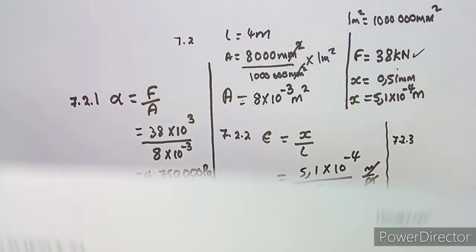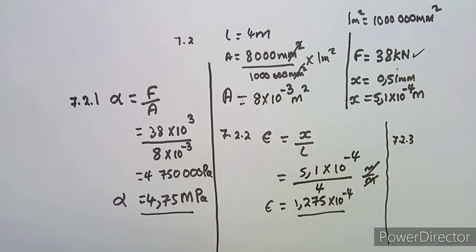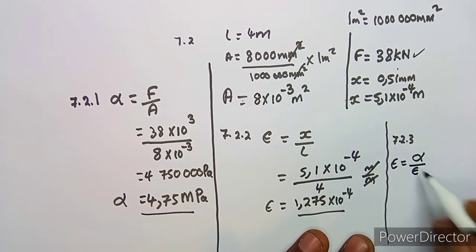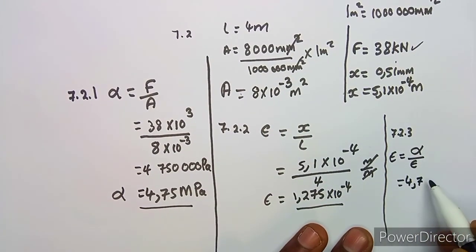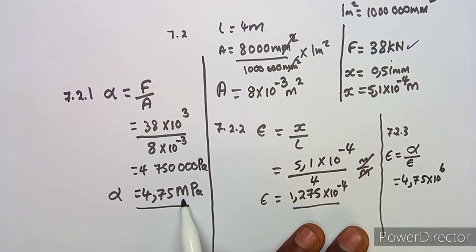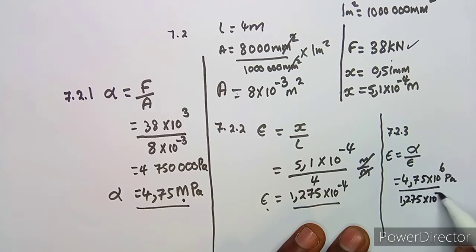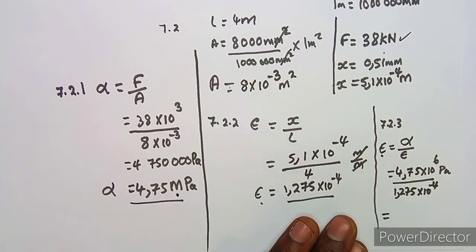which is given as the stress over the strain from this formula. So our E is going to be the stress over the strain, and our stress we have got here: 4.75 times 10 to the exponent of 6. Remember, megapascal is to the exponent of 6, so this is in pascals, over the strain, which is 1.275 times 10 to the exponent of -4. This has got no units, so therefore our E is going to be in pascals.